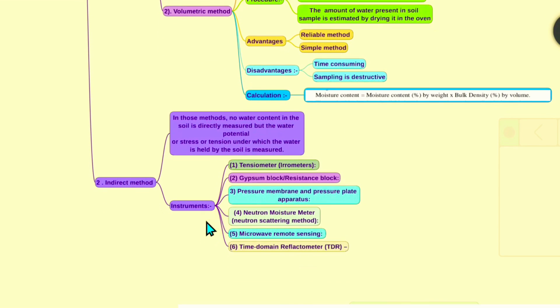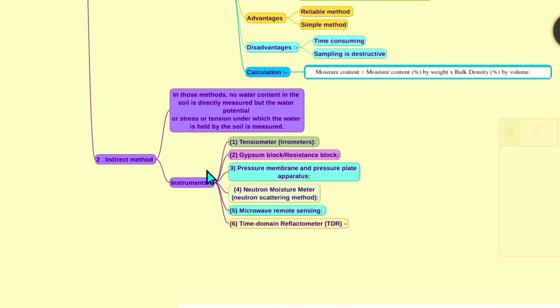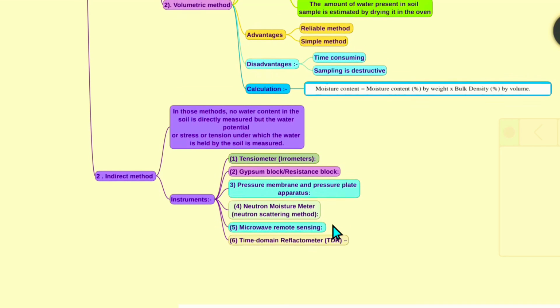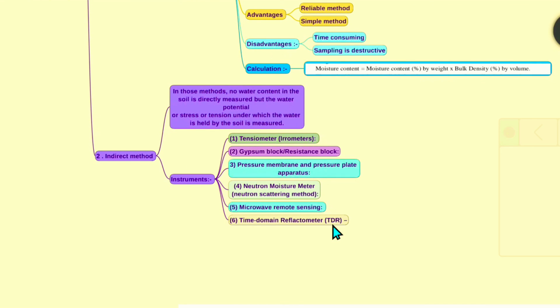And in indirect methods, there are various instruments. The first one is tensiometer, means atmometers. And second one is gypsum block or resistance block. Third one is pressure membrane and pressure plate apparatus. And the fourth one is neutron moisture meter or neutron scattering method. And the fifth one is microwave remote sensing and time domain reflectometer, means TDR. These are the instruments we will see in the next part.